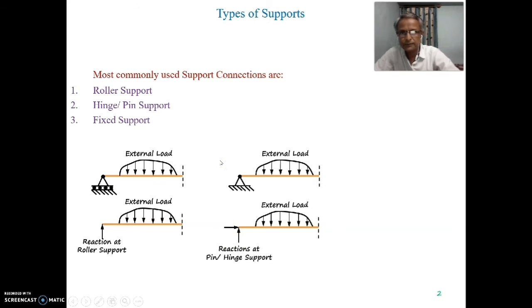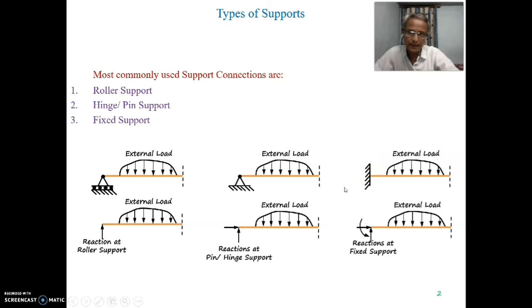The third type of support connection is fixed support, for which the symbol generally used is like this, and in case of fixed support there are three reactions. One is horizontal, another is vertical, and a moment reaction in addition to these two.